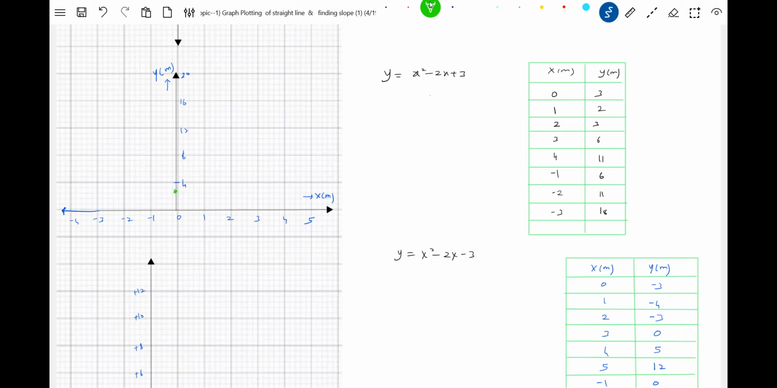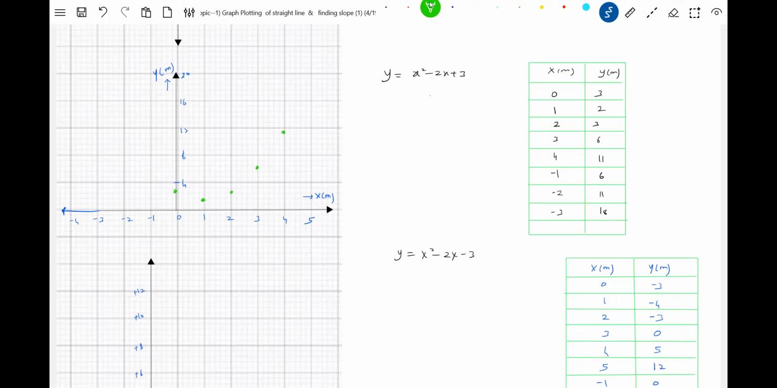X equal to 1, it will be 2. Oh, it is decreasing. X equal to 1, it will be 2. X equal to 3, it will be x equal to 2. X equal to 1, it's 2. X equal to 2, it will be again 3. X equal to 3, it will be 6. X equal to 4, it will be 11.